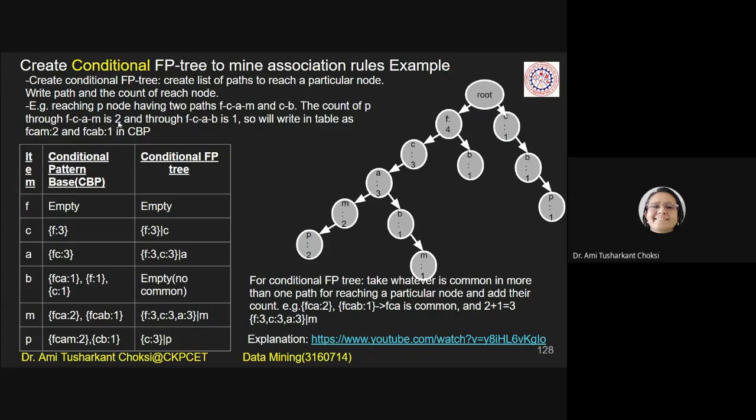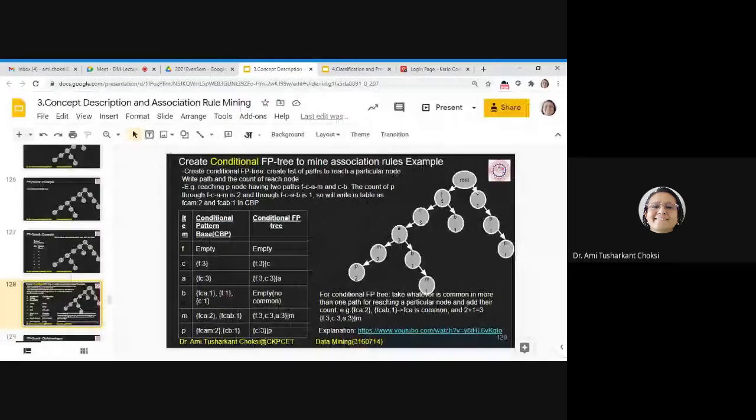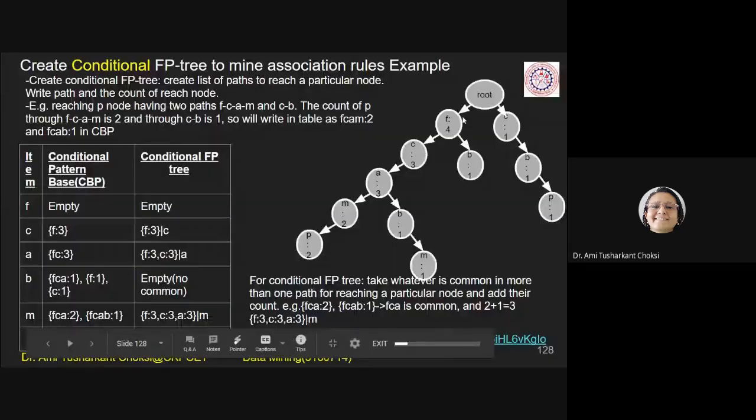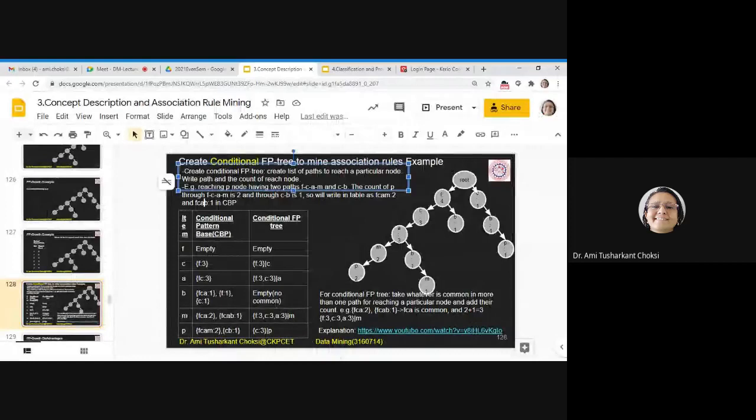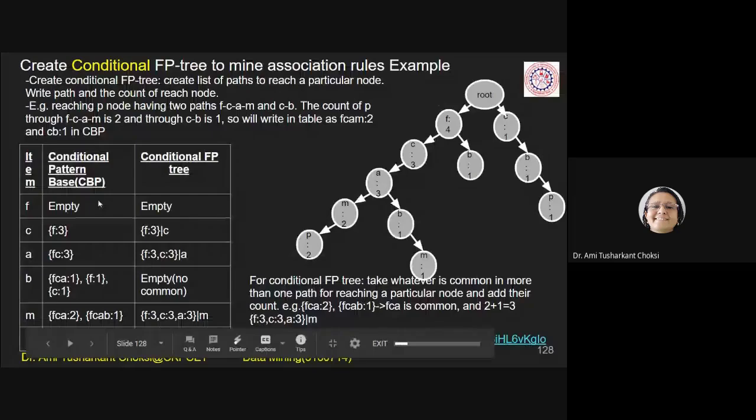Now for FCAM it is 2, and the other part we have considered is CB, which is having the length that is 1, right? Is it length? No. C, B and P. So what is P? That is 1, right? So write in the table that FCAM and CB, not FCAB, it is CB, colon 1, right? This way people are writing, okay?